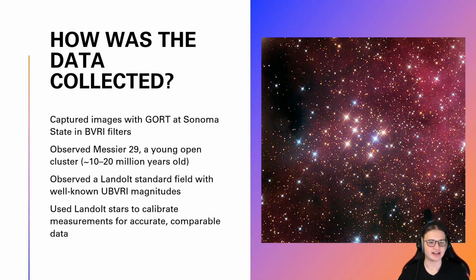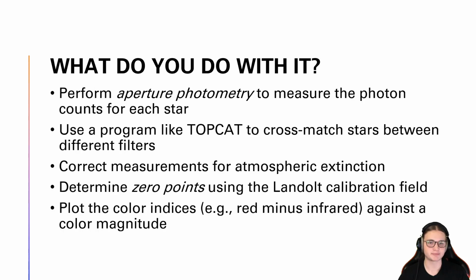Now we can get into the data collected. I used the Gamma Ray Optical Robotic Telescope, or GORT, at Sonoma State to capture two star fields through BVRI filters. One field was Messier 29, a young open cluster in Cygnus, estimated to be 10 to 20 million years old. The second field was a Landolt Standard Field, a set of stars with precisely known magnitudes in UBVRI. Observing them lets me calibrate my measurements to match established systems, making my CMDs accurate and comparable to other studies.